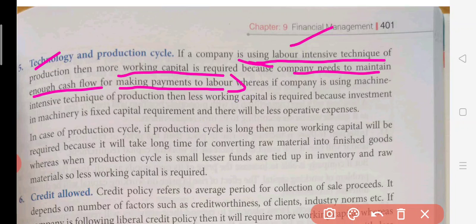If your company is going through the capital intensive technique, or machine intensive, both are the same thing, for production, then less working capital is required. If machines are being operated, there is less labor, so you'll be paying less amount of wages, so you can easily manage within less working capital.